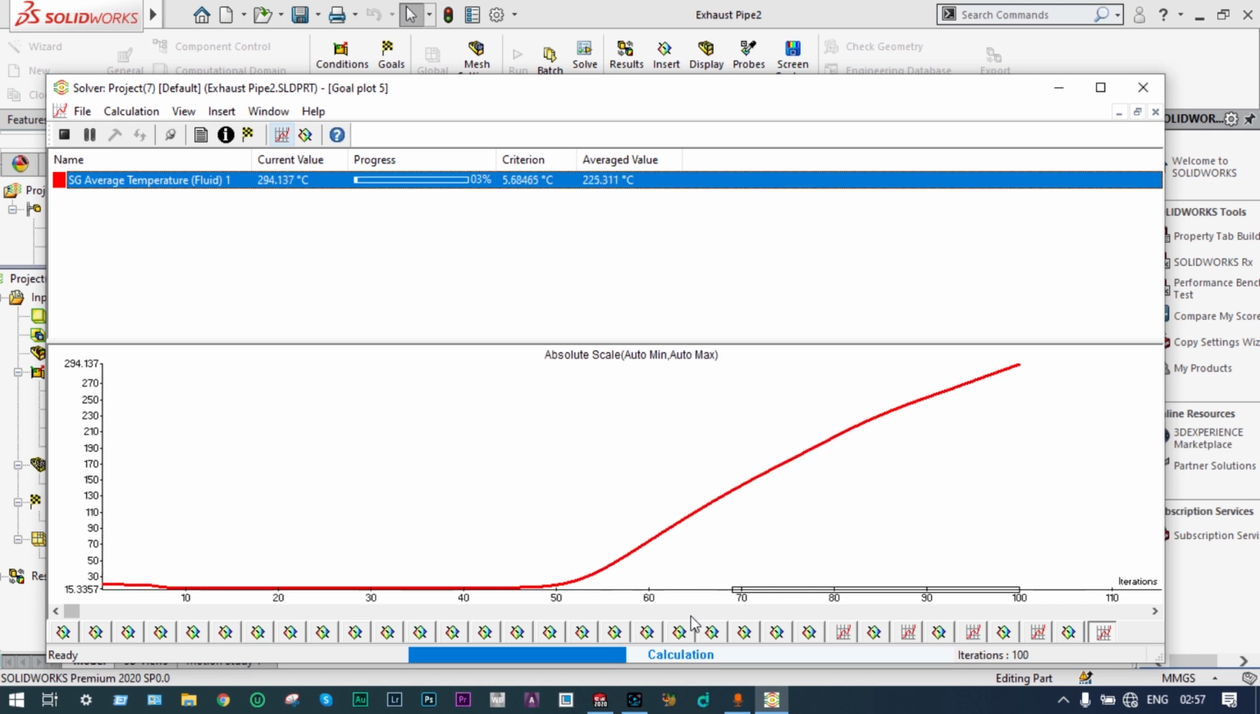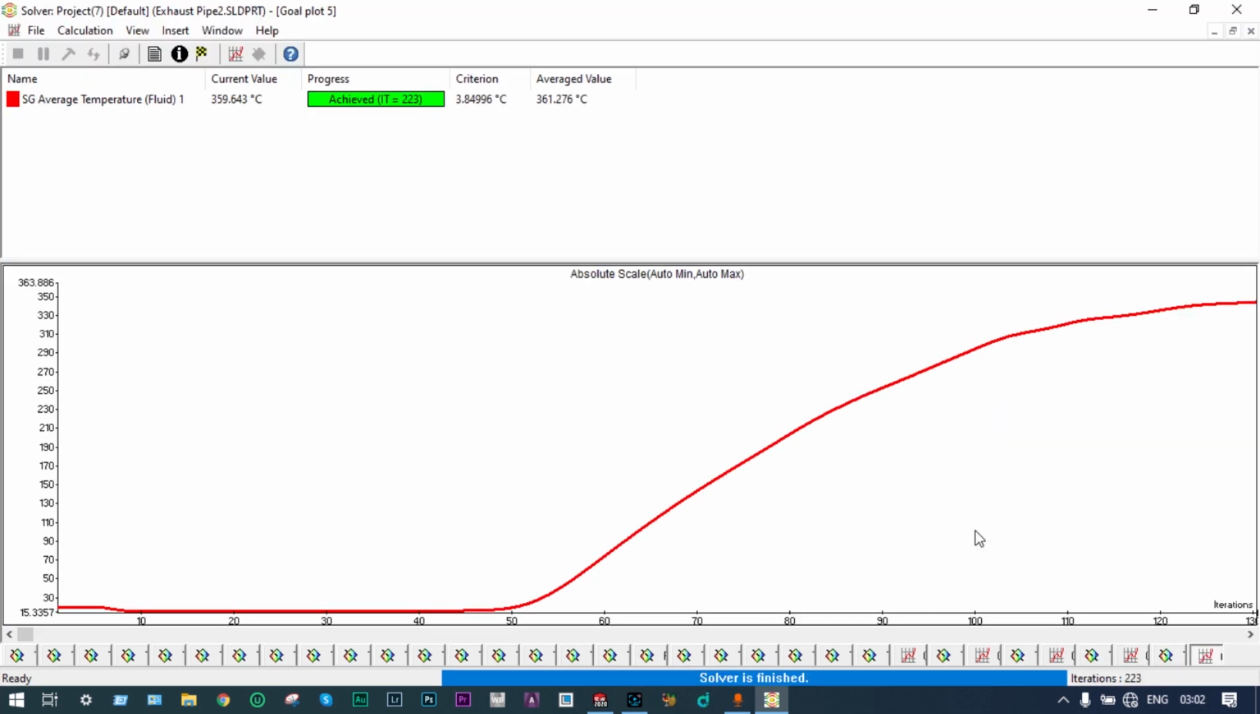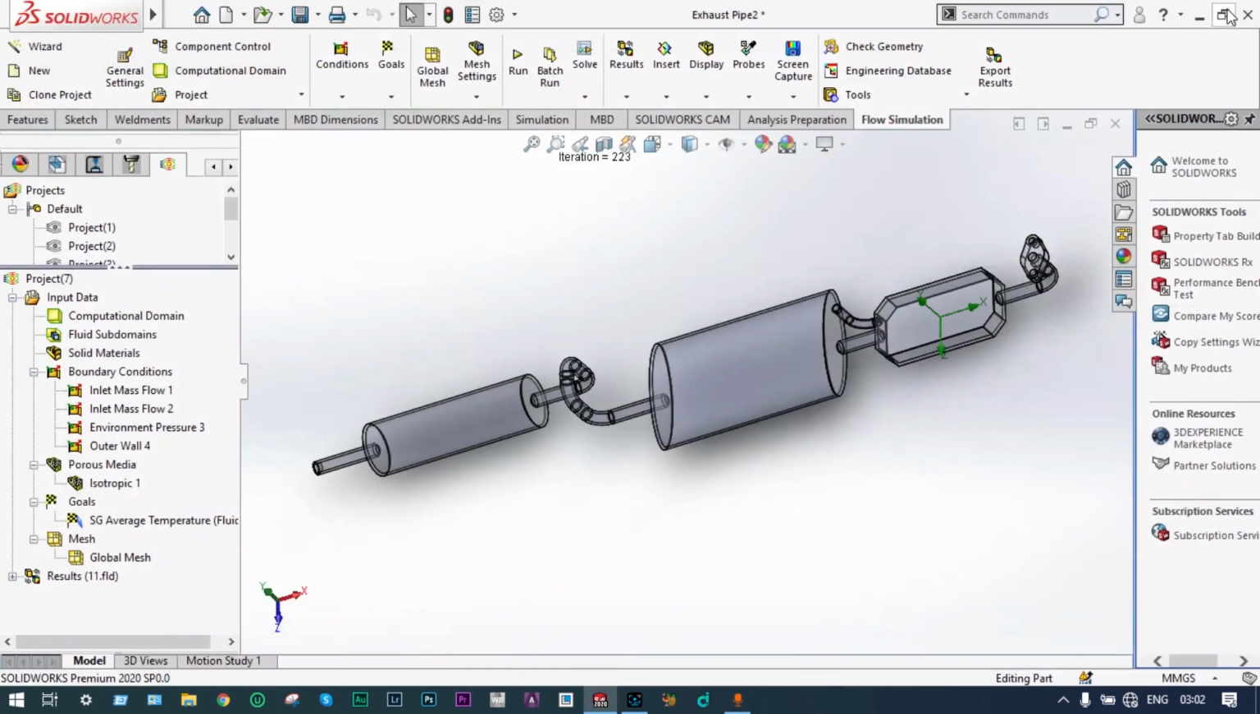110 iterations are complete. Let the iterations move on. Whenever it is finished, we will see the results and go for analysis. The solver has finished its calculations. You can see at the end of 223 iterations, the maximum temperature at the exit end is 363.88 degrees centigrade. So maximum temperature is approximately 364 degrees centigrade. Okay, you can see this from the result also.